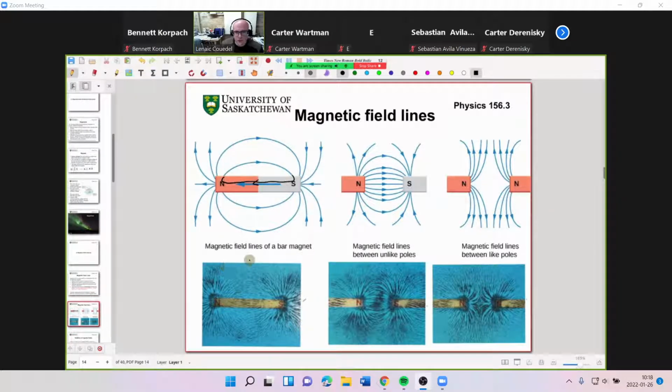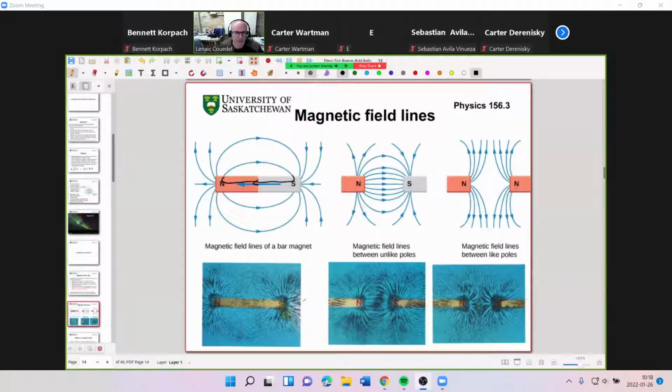If you approach two bar magnets, with the north pole and the south pole facing each other, then the magnetic field line goes from the north and ends in the south. And if you have two north poles facing each other, the magnetic field lines repel each other, and that's how the magnetic field lines will look.